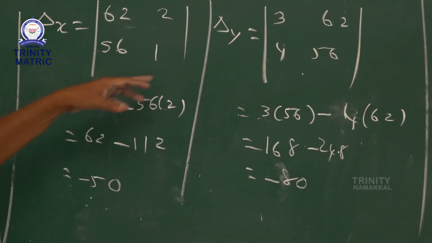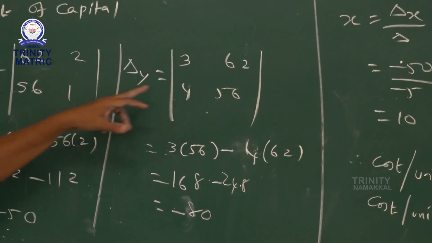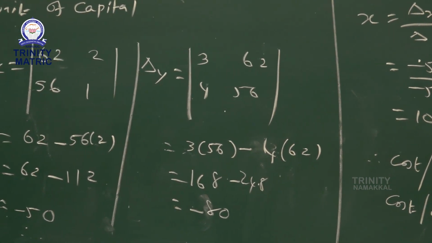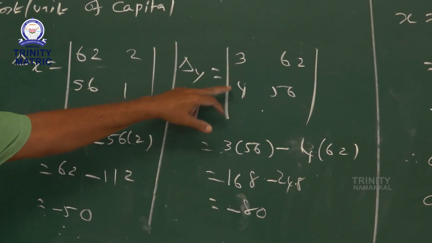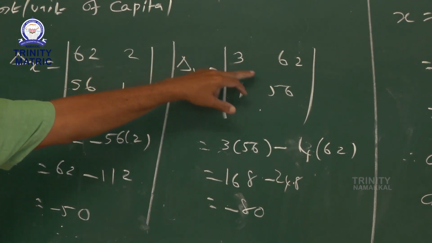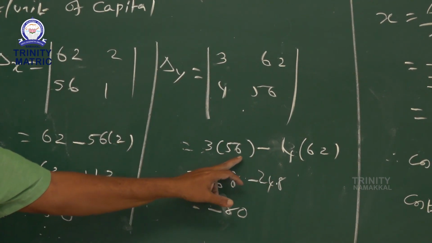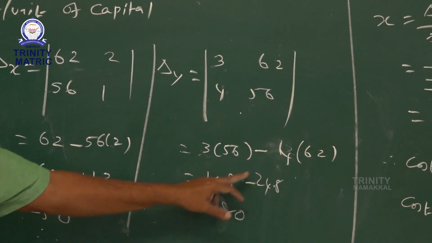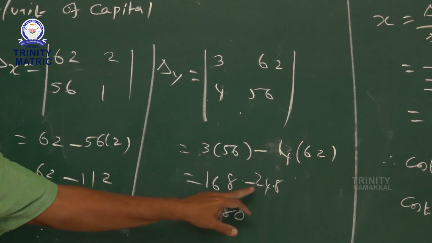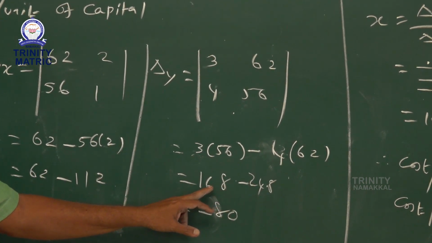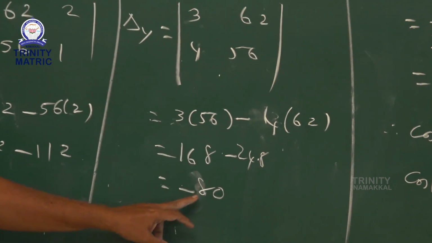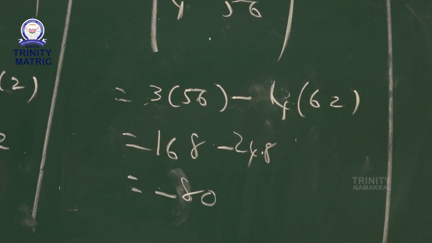Likewise, del y. What is that? Instead of the y coefficient, you have to put the amounts 62, 56. This is the x coefficient, 3, 4. You have to multiply 3 into 56 minus 4 into 62. 3 5s are 15, 3 6s are 18, so 168 minus 248. What do you get? Minus 248 plus 168, the difference is minus 80. So Cramer's rule is applicable.